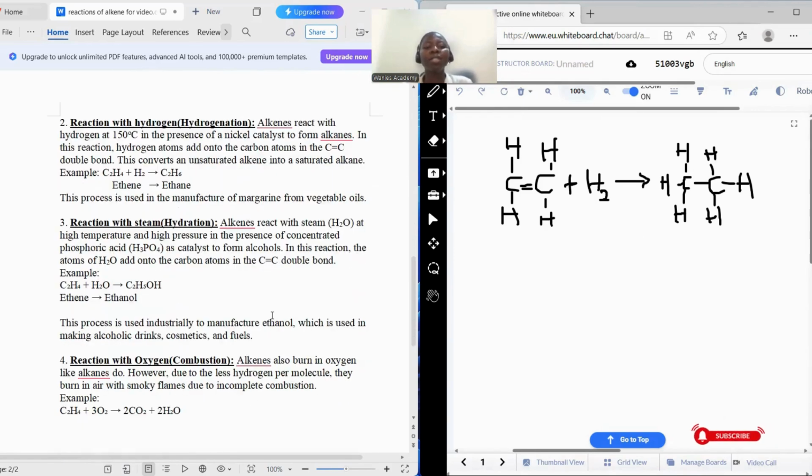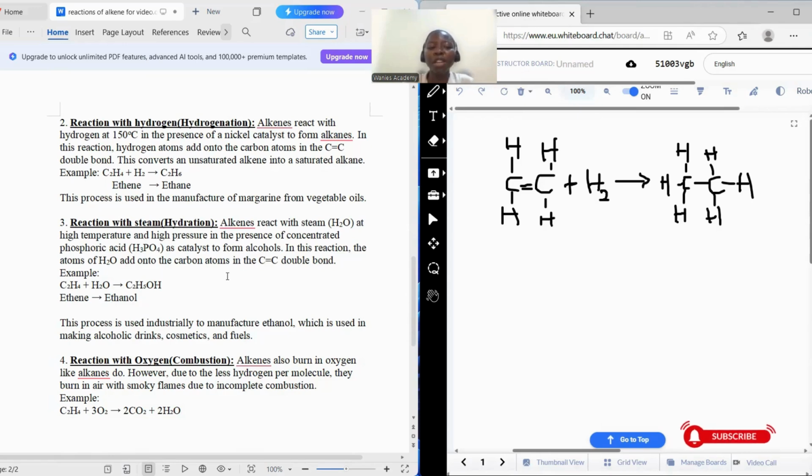The next in line is reaction with steam. Steam is water in the gaseous state, so don't get confused with it. Another name for this is hydration. Alkenes react with steam at high temperature and high pressure in the presence of concentrated phosphoric acid, which acts as a catalyst, making the reaction a little faster than normal.